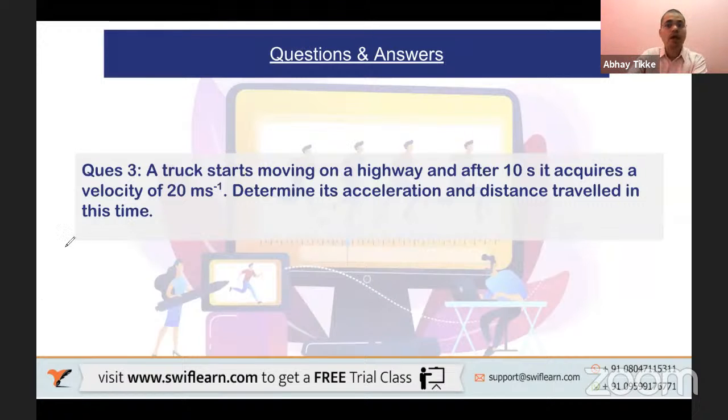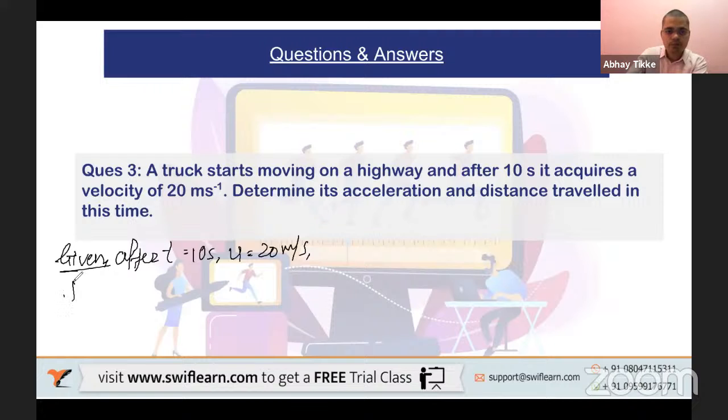Starts moving on a highway and after 10 seconds it acquires a velocity of 20. So what is given? After time t, t equal to how much time? 10 seconds, it acquires velocity of 20 meter per second. ठीक है ना? क्या निकालना है हमें? Acceleration. What you have to find? हर क्वेश्चन देखो, याद रखो, ऐसे सॉल्व करना है. First write down given quantities in the notation form, not in the wording forms. Then write down find out quantities in the notation form and then follow.